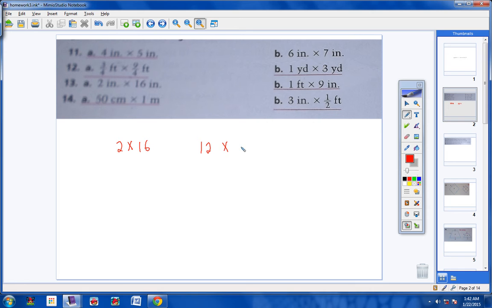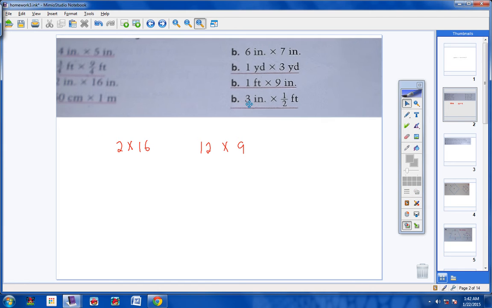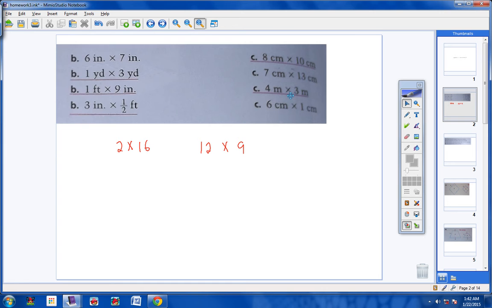Now we could have made them both feet, and that would have been fine to do, but you have a fraction here being 9 over 12, or 3/4 of a foot. So since I didn't want fractions, I converted everything to inches. So 1 foot is 12 inches and 9 inches. And then lastly we have meters and meters, so 4 by 3.